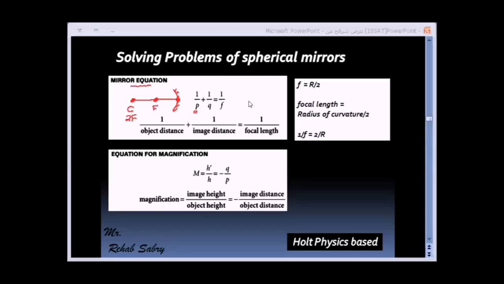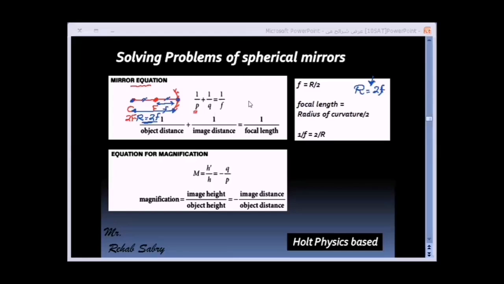This distance from here to here is small f, which is the focal length. And this distance from here to here is 2f, which is from the center to the mirror. From the center to the mirror, it's the radius of curvature. So from here we can find that R, which is the radius of curvature, equals 2F, because this is equal to this. I hope it's clear.